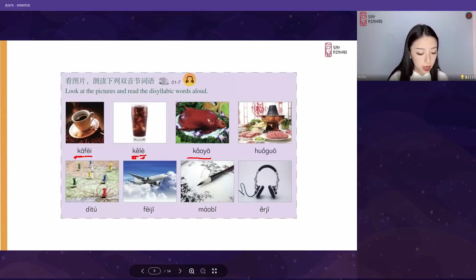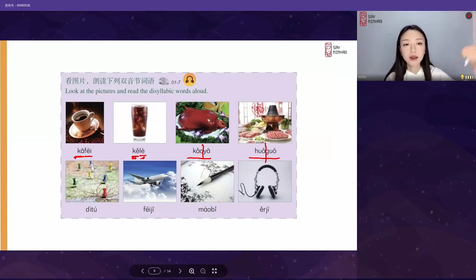Next one. 烤鸭, 烤鸭. Read after me, please. 烤鸭, 烤鸭. It means Beijing duck, Beijing duck. Next one. Read after me, please. 火锅, 火锅. It is hot pot, hot pot. Next one. 地图. Read after me, please. 地图, 地图. It is map, map.